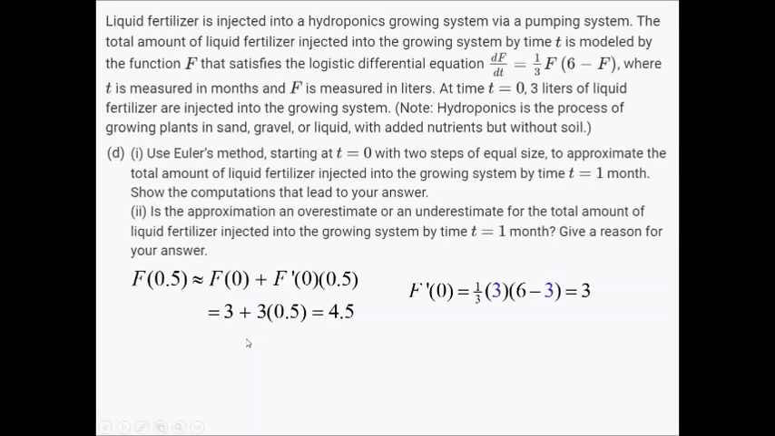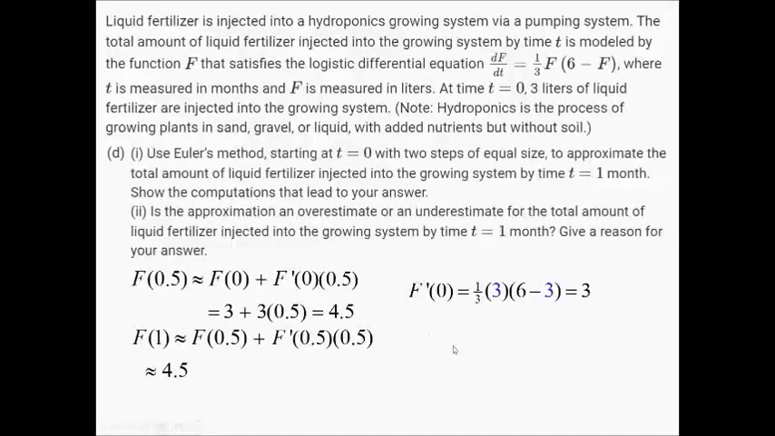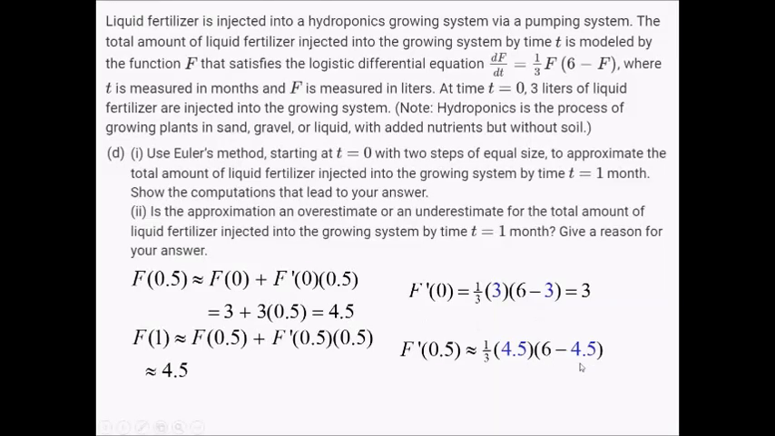Moving on now, we're going to try and figure out f of 1 using this value that we just got for f of 0.5. So f of 1 is going to be approximately equal to f of 0.5 plus f prime of 0.5 times our step size of 0.5. f of 0.5 is approximately what we just found here, 4.5. f prime of 0.5, we have to do 1/3 times the value of f at 0.5. We just found that value approximately. That's going to be about 4.5. So this is 1/3 of 4.5 times 6 minus 4.5.